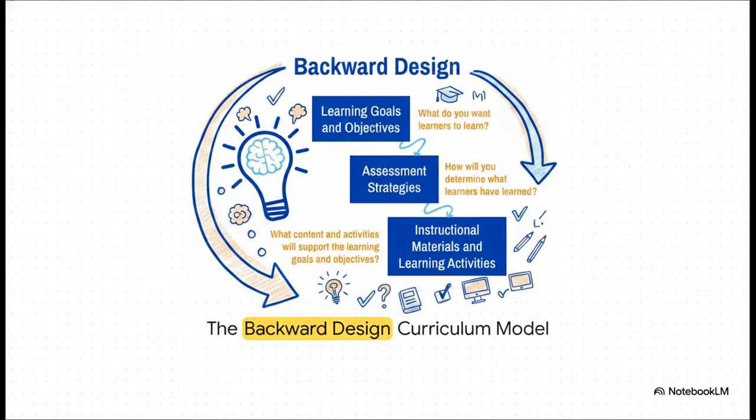Alternatively, we have a third approach, the backward design model. And this one completely flips the script, literally. Instead of starting with activities or picking out textbooks, it asks you to identify your end learning goals first. What do you want the learners to know at the very end? Once you lock that in, you move backward to step 2, which is figuring out your assessment strategies. How will you prove they actually learned it? And then, only in the very last step, do you design the instructional materials and the day-to-day learning activities.